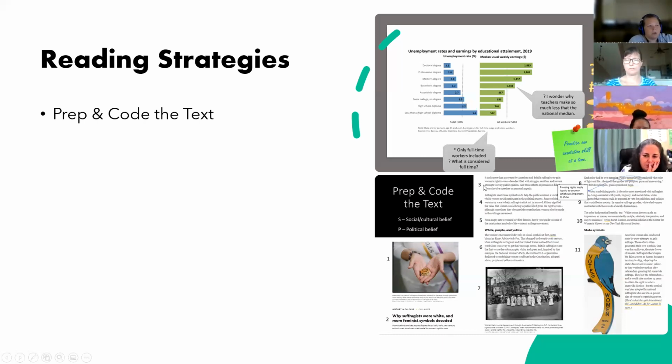When it says it took more than 150 years for American and British suffragists to gain women's right to vote, that's number 3. Suffragists use visual symbolism to help the public envision a world in which women could participate. That's number 4. From angry cats to women in white dresses, here's your guide to some of the most, okay, that's really tiny, potent symbols of the women's suffrage movement. That's number 5. So we're going through the whole document together, making sure that I say, you see that picture, that's number this. You see that inset, you see that map, that's number this.